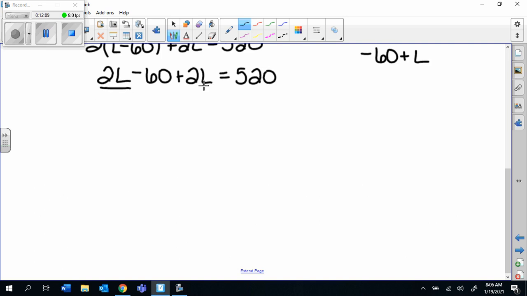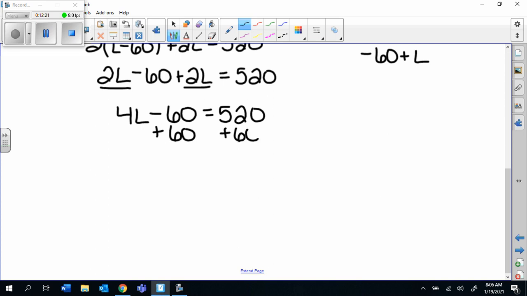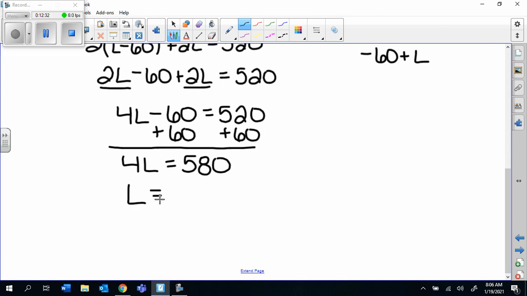These are like terms. So now I have 4L minus 60 equals 520. Add the 60 to both sides. 4L is going to be 580. And so L is going to be 145.